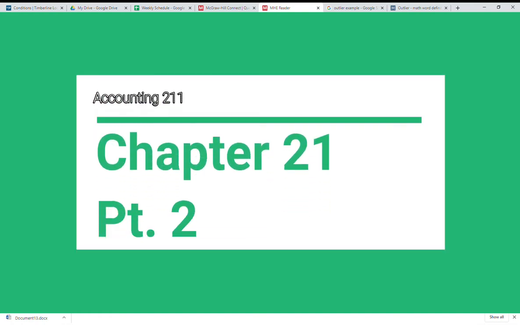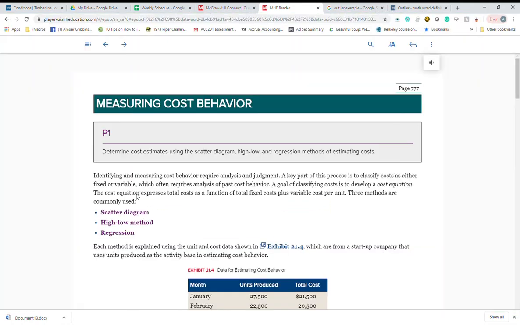Okay, everybody. A little early this morning, I'm going through part 2 of the chapter on measuring cost behavior, and I wanted to walk through with you the 3 different ways you measure cost behavior.